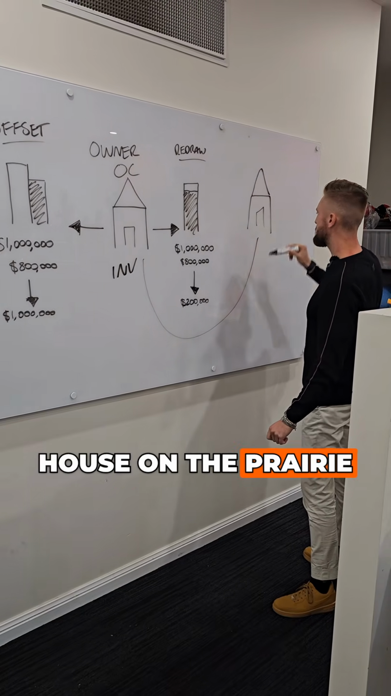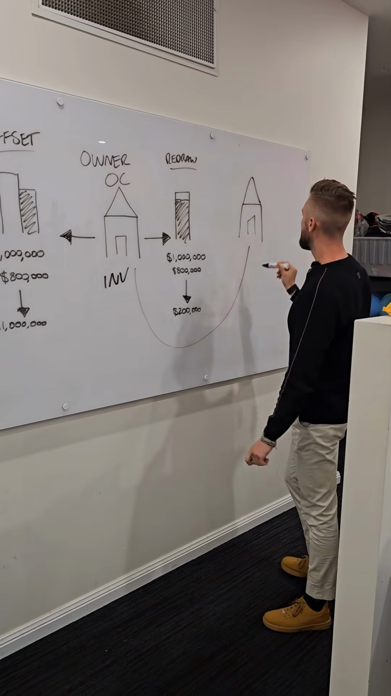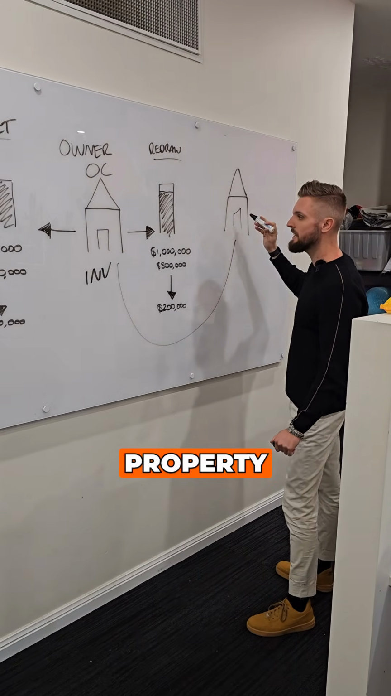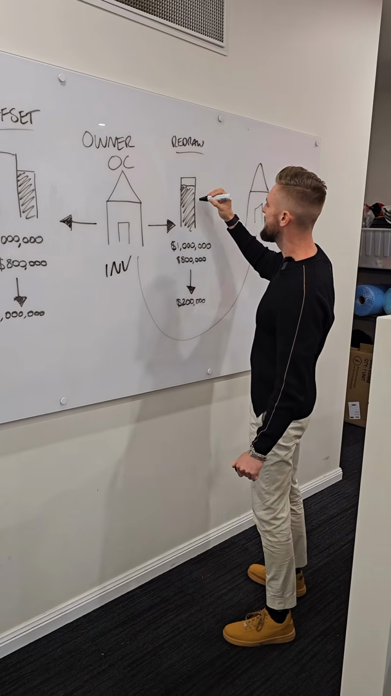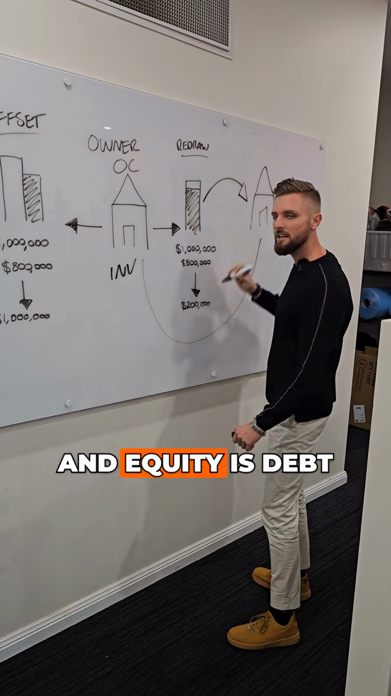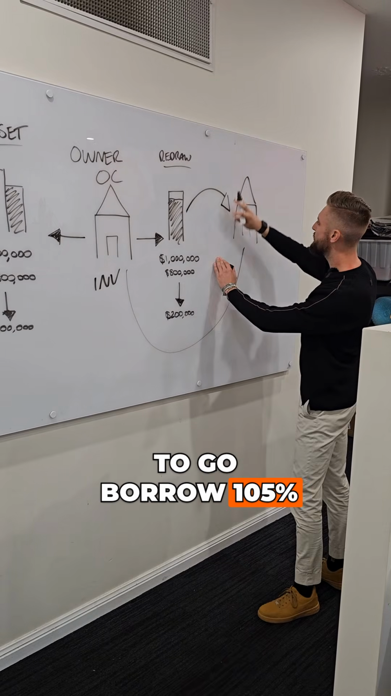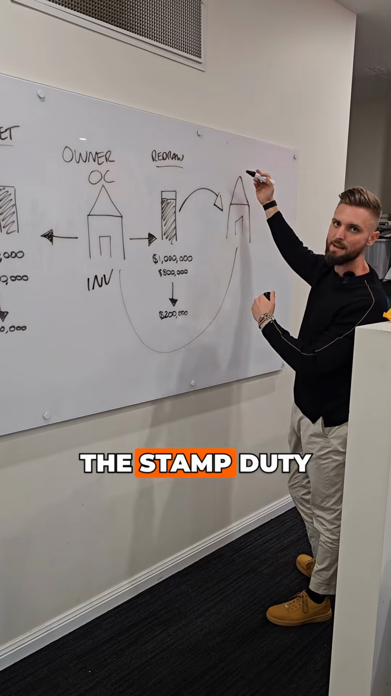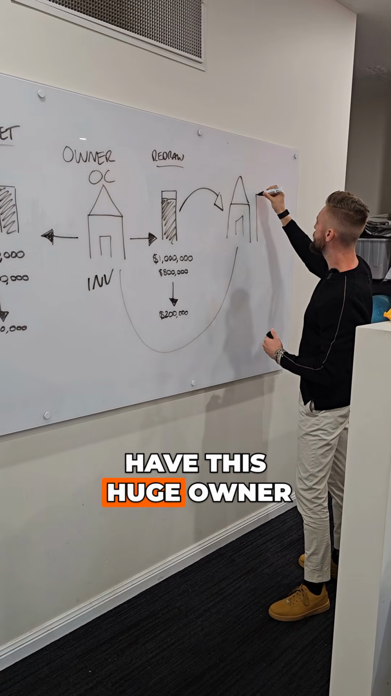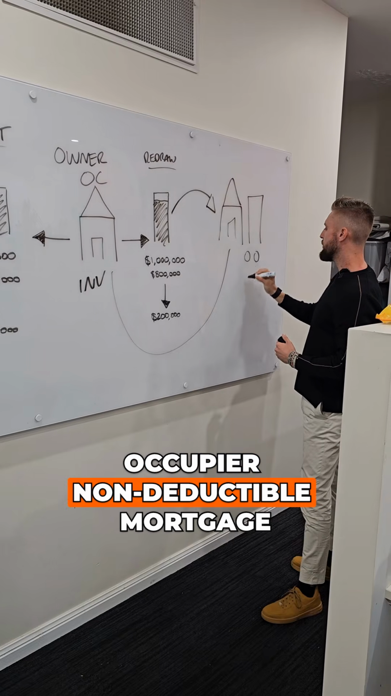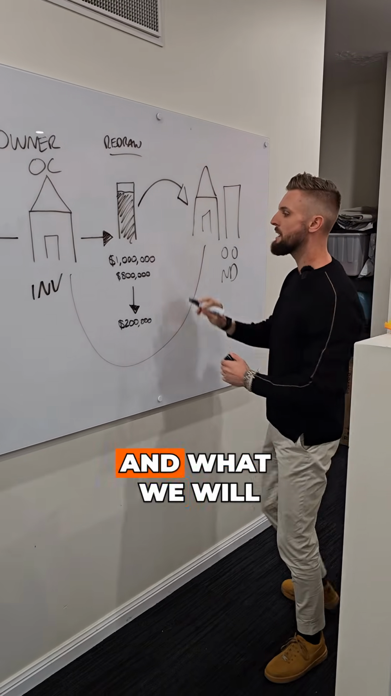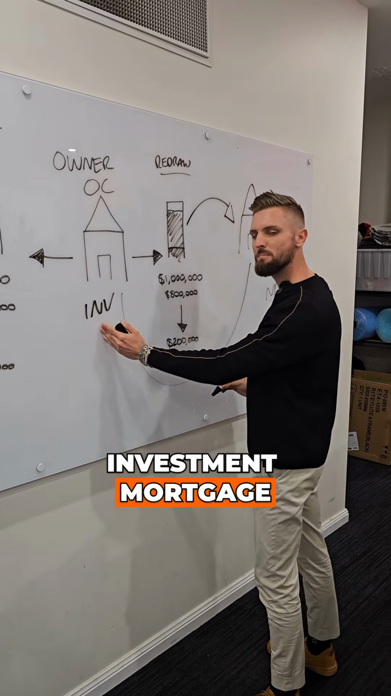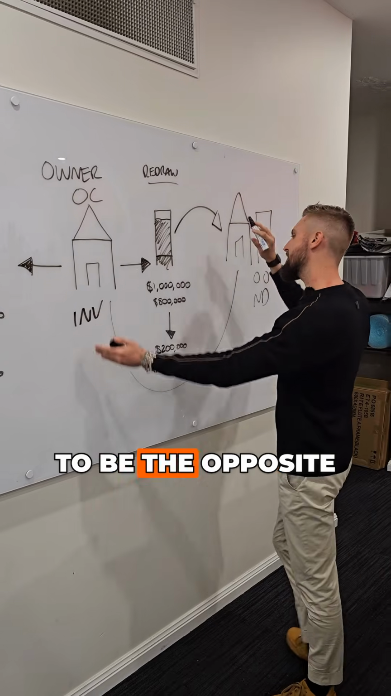This is our next house on the prairie. It actually looks worse than the one we just moved out of. And what will happen is we will have to fund the deposit and costs for this property, which means we will have to use equity out of this property. And equity is debt, which means we're going to go borrow 105% on this property. We're going to go borrow the whole purchase price plus the stamp duty, which means we will have this huge owner-occupier non-deductible mortgage, okay? And what we will also have is a low tax-deductible investment mortgage, which is not what we want. We want it to be the opposite.